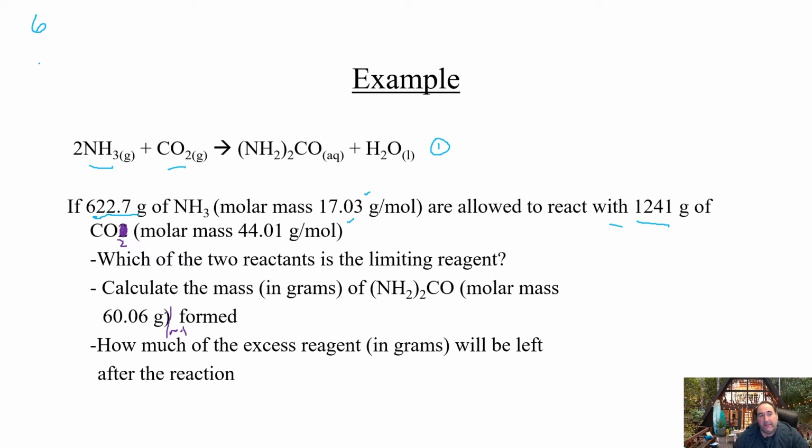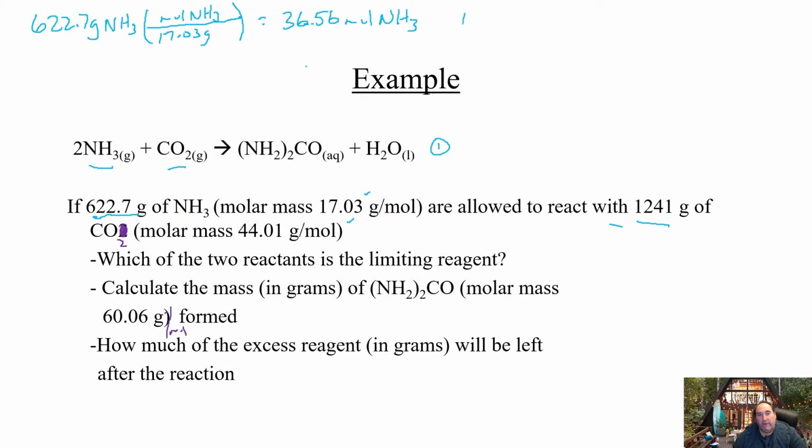So I'm just going to convert these guys. So 622.7 grams of NH3. We're going to use the molar mass that was provided for us, but again, periodic table if it was not provided, grams per mole of NH3. I'll make sure to punch that in correctly here. So 622.7 divided by 17.03 is going to give us 36.56 moles of NH3.